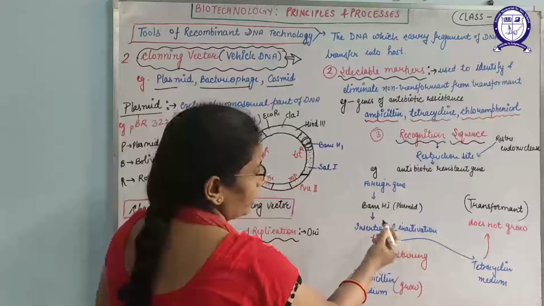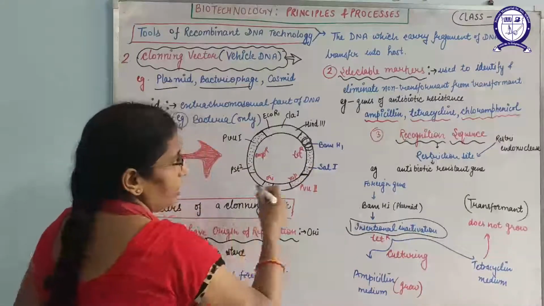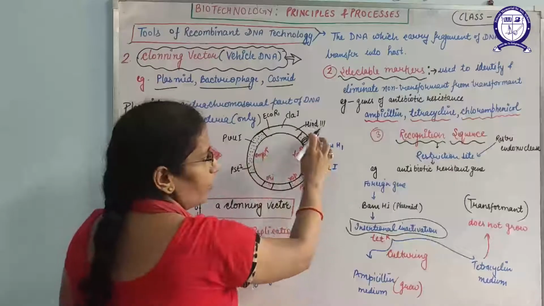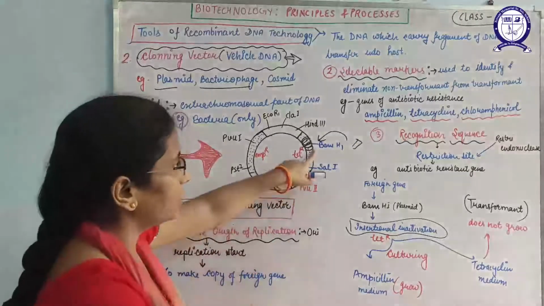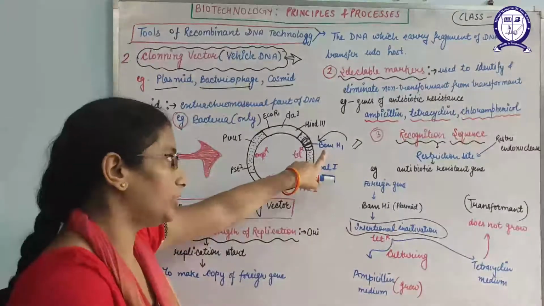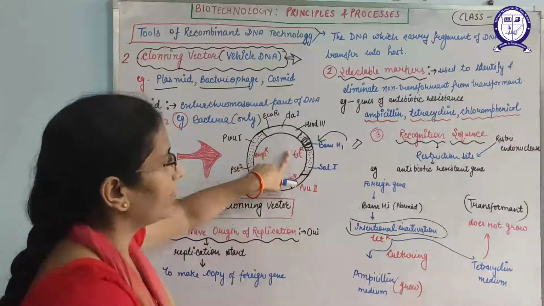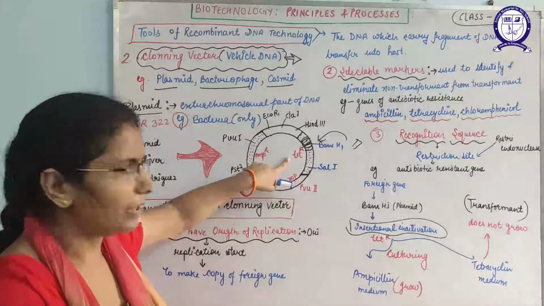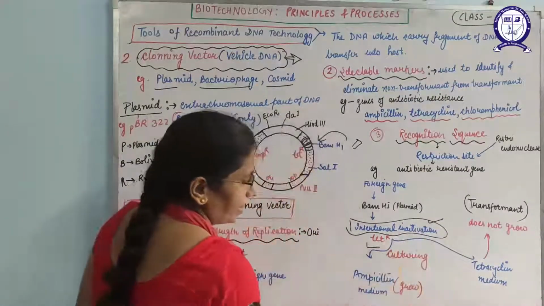BamHI, yes, it will cause insertional inactivation. But how will we do it? We can cut the BamHI site from here and then insert the gene. As a result, this site will be inactivated. And if this site is inactivated, it means this complete anti-tetracycline resistance gene will be inactivated. Okay, so this is insertional inactivation of the tetracycline gene.